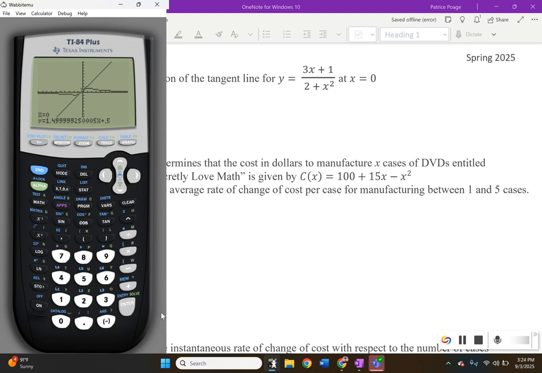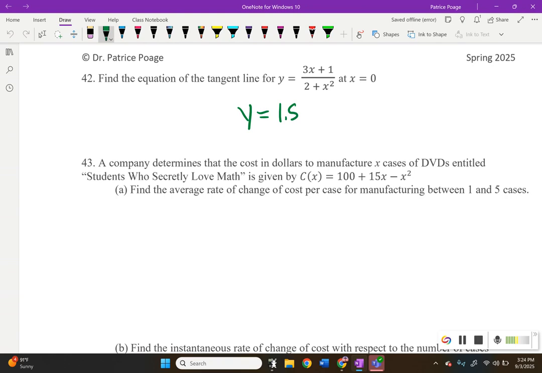So I have y equals 1.5x plus 0.5. And if it needs it to be in a fraction for whatever reason, you can math frac it on your calculator if you don't know these fractions. Awesome. All right, number 43.